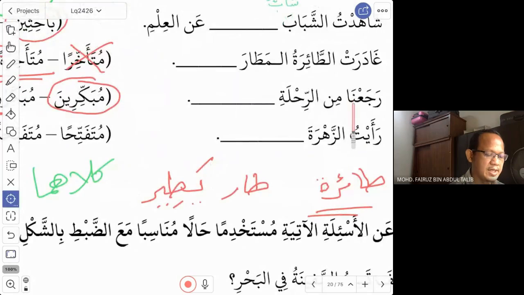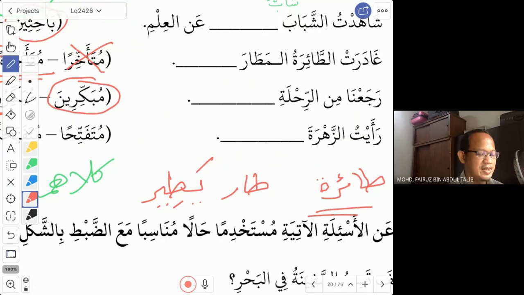This is provided that na here is muzakkar, referring to male people, then of course the answer will be mubakirina. But what if na here is referring to the female students? So they say raja'na minar rihla. What is the suitable hal then? You want to refer to female students, female we. Of course, you cannot say mubakirina anymore because that is for muzakkar. Anyone? The jama and female version of mubakir.